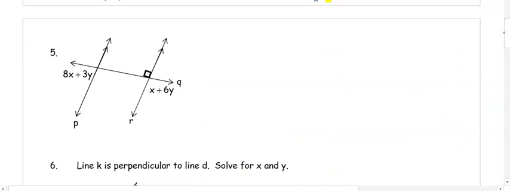In number 5, we have P is parallel to R because again, there's the extra arrow. We have one right angle, which means all of these angles are right angles now. So when we write our equation, we have x plus 6y equals 90. We also have 8x plus 3y equals 90.